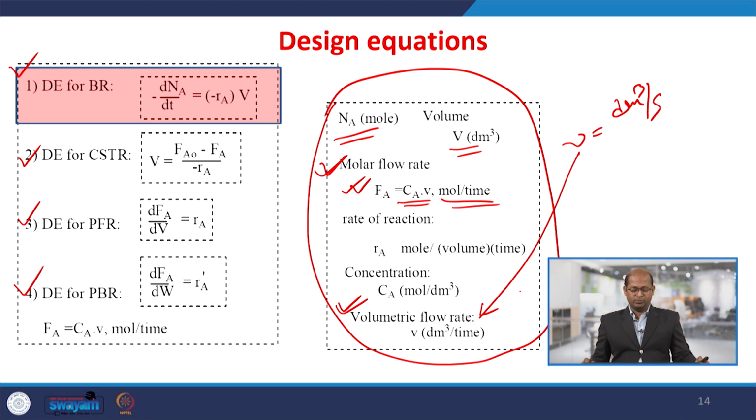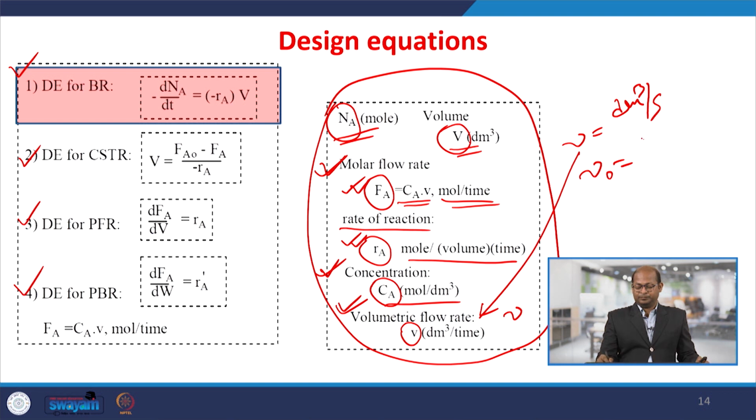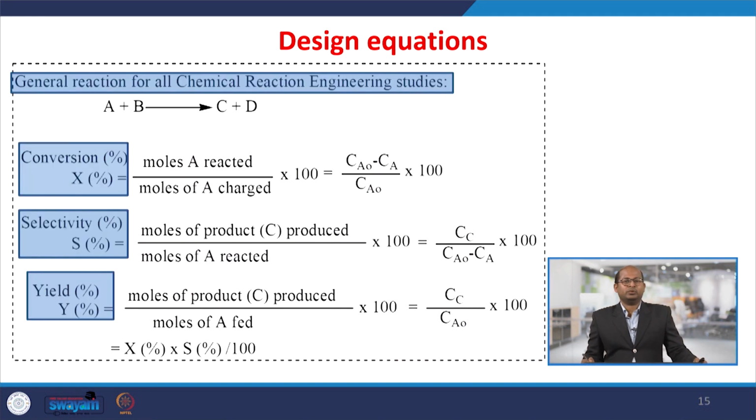So, dm cube per unit time is the volumetric flow rate. Here Ca is the concentration, mole per dm cube or per unit volume, and this is the rate of reaction Ra, which we can express as mole per unit volume per unit time. These are the notations and units of the symbols that you should know, and they are very useful for the rest of our study. Usually the volumetric flow rate is small v, or small v0 also, centimeter cube per second. So, these things would be useful.